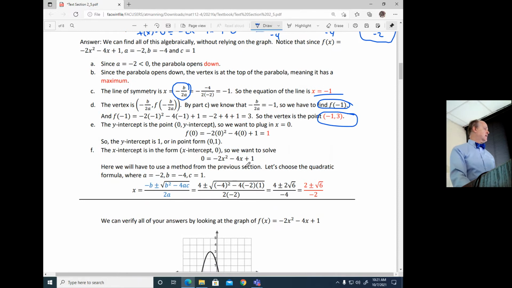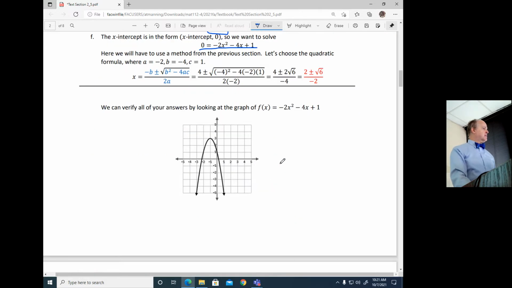And then the very last one, this one was easy. X equals 0 gives me an easy answer. But the hardest one is those x-intercepts. That's where you have to crank it out through the quadratic formula. And for graphing it, I would go to GeoGebra and graph it, and you'll get that just to verify, yeah, that makes sense.